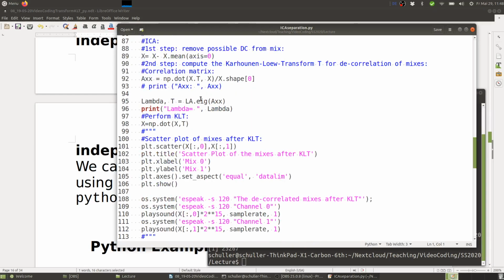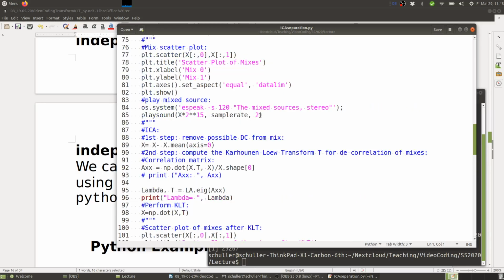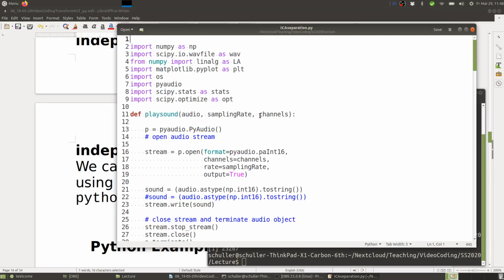And here we compute the eigenvalues. So here we take our AXX, and eig is the eigenvector and eigenvalue computation of Python. So here you can see it. I import from NumPy, I import linalg as LA. So in the library linalg, there's this function eig.